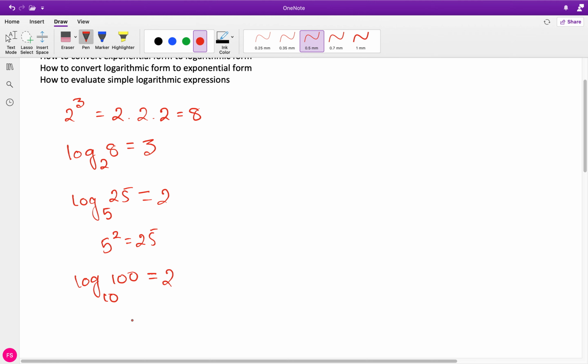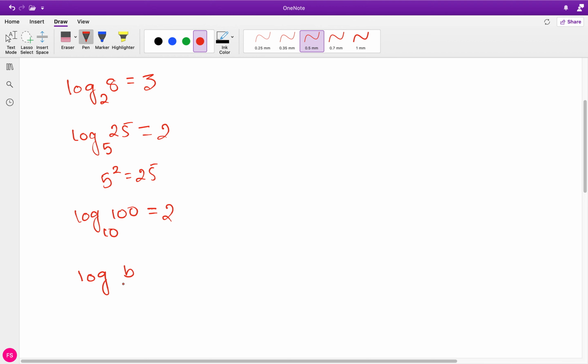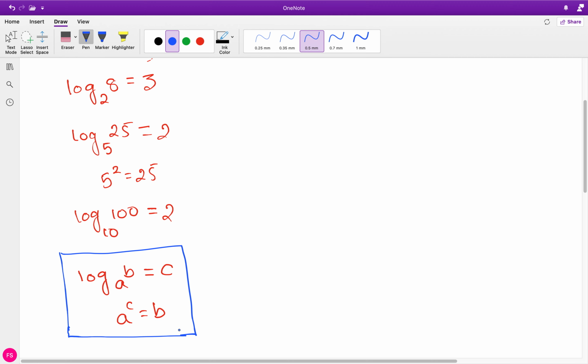So you can see how we change the logarithm form to an exponential form. The basic form is this. If you have a log of b with the base of a and this gives us c, we can say that a to the power of c equals to b. This is the general form of log. Let me draw a box around it.